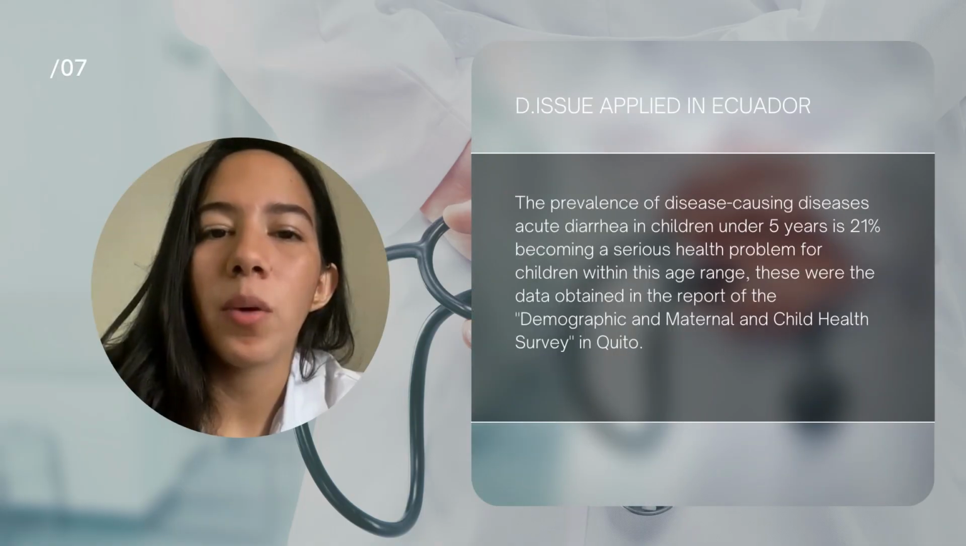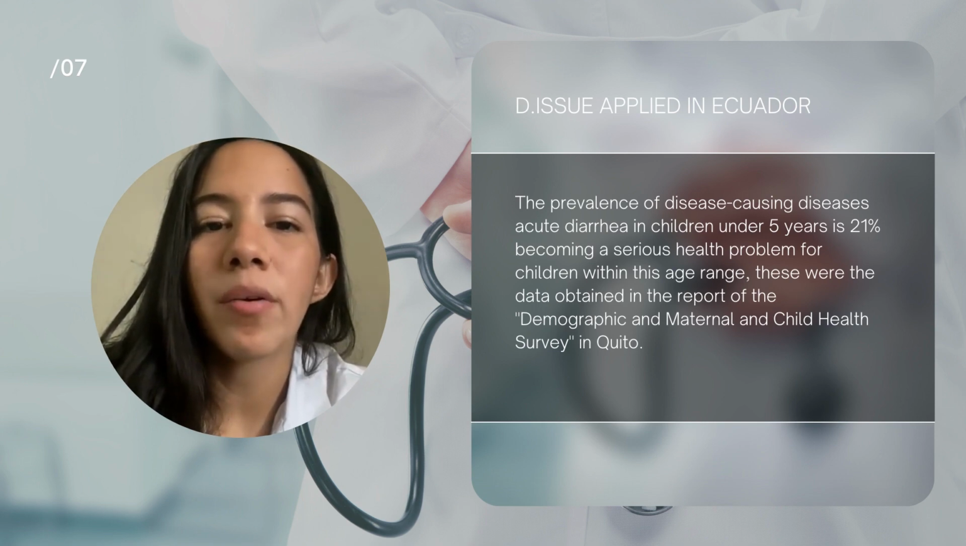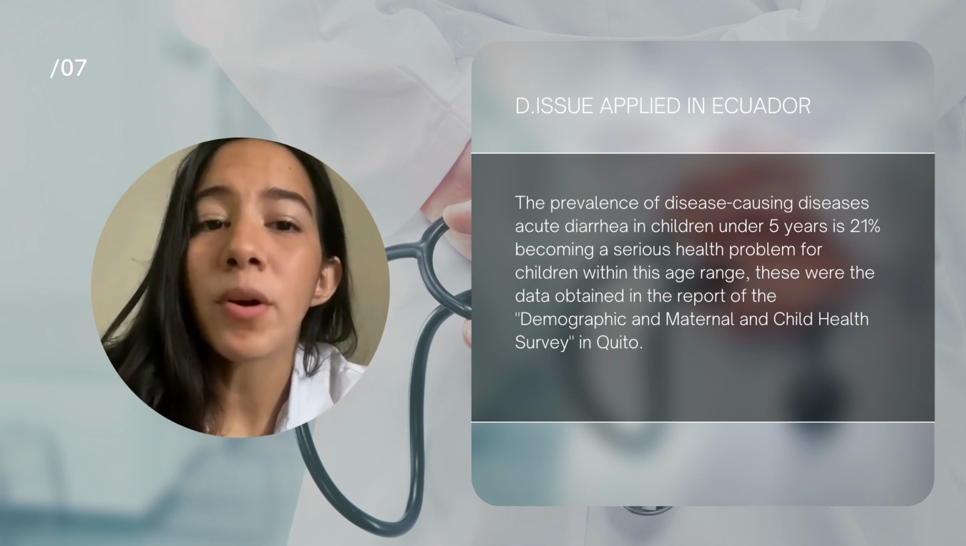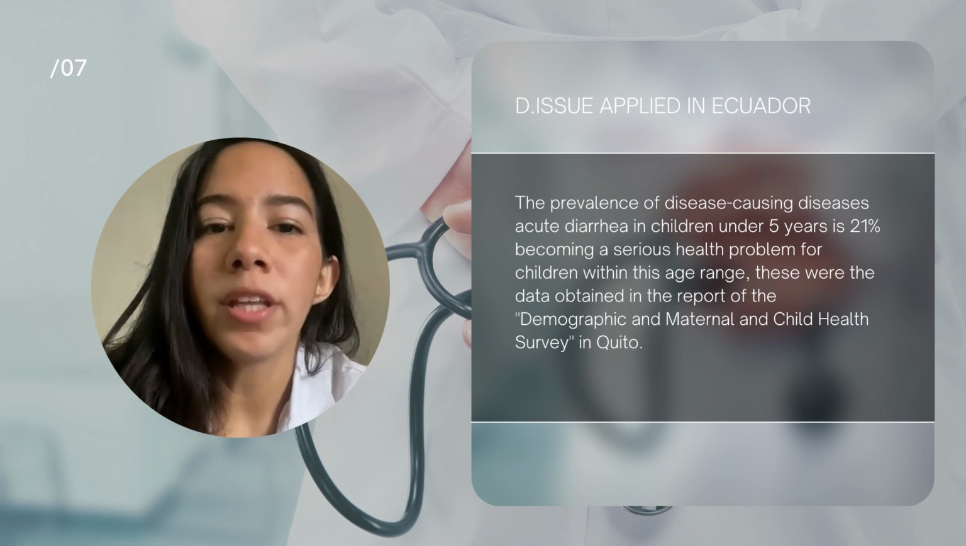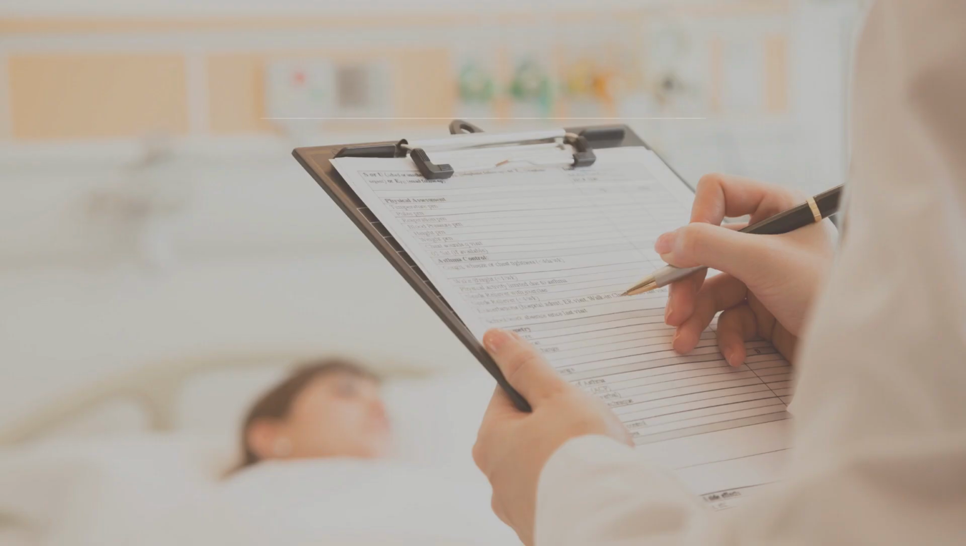Issue applied in Ecuador. The prevalence of these diseases causing acquired diarrhea in children under 5 years is 21%, becoming a serious health problem for children within this age range. These were the data obtained in the report of the Demography and Maternal and Child Health Survey in Quito.